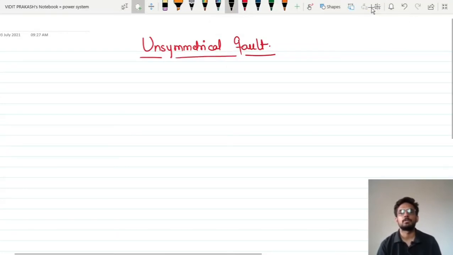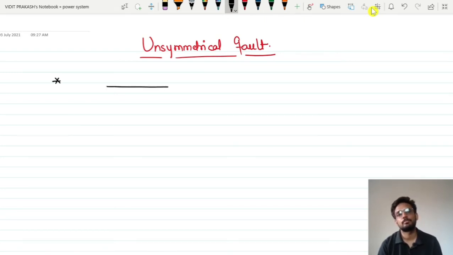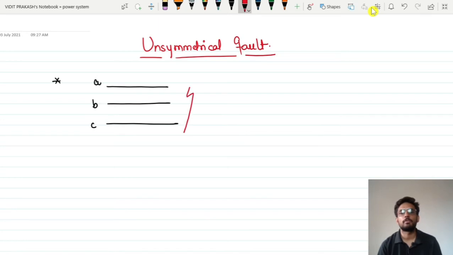So our next topic is unsymmetrical fault. What is the difference between unsymmetrical fault and symmetrical fault? This is phase A, this is phase B, and this is phase C. In case of a symmetrical fault, the fault experienced by one phase will be the same as the fault experienced by the other phases also, because the fault occurs in all three phases.